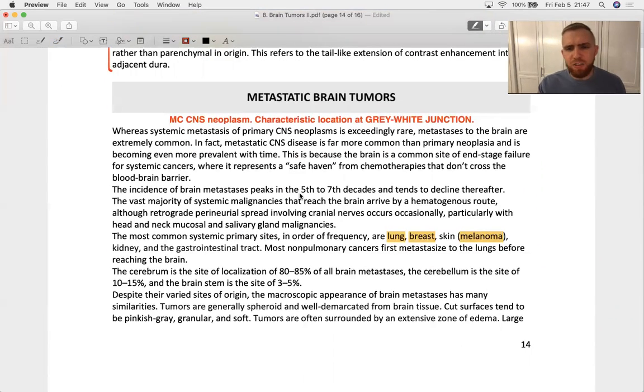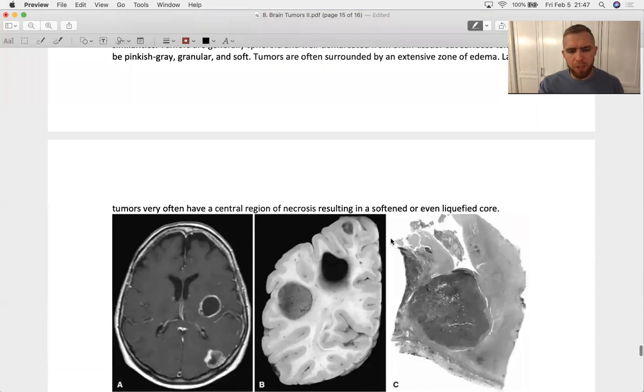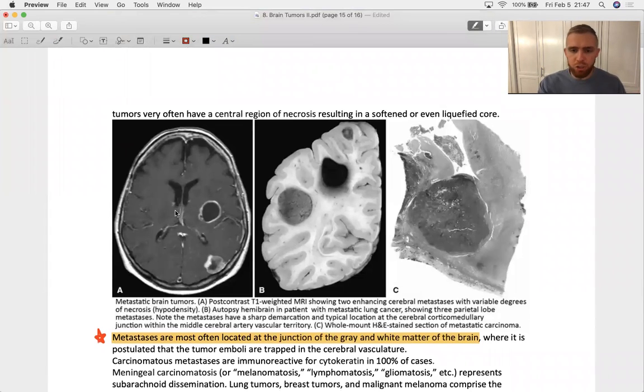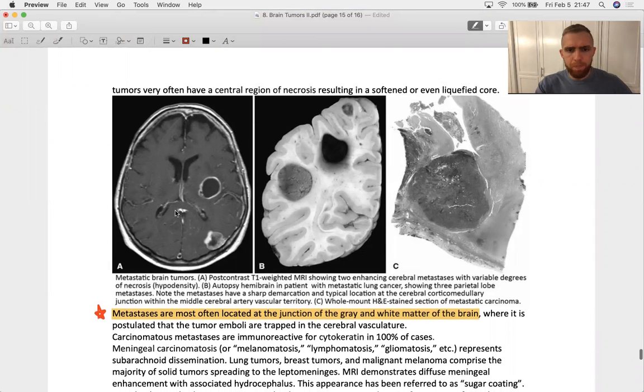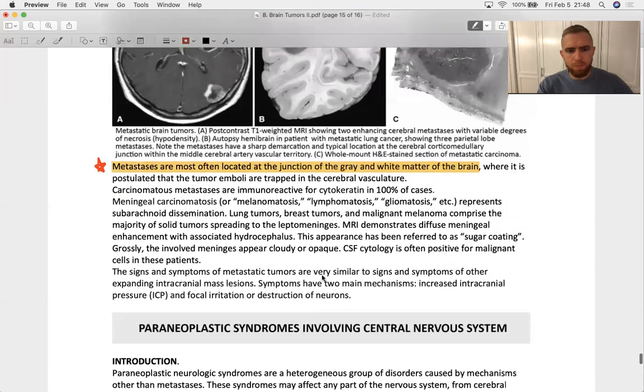So brain metastasis likes to show up at the gray-white junction. The most common primary site is the lung that might show up. Gray-white junction, I remember, definitely did. There's the gray-white junction, right? Here it is in these 3 images, A, B, and C. So you got some white matter, got some gray matter. Right in between is where you get metastases.